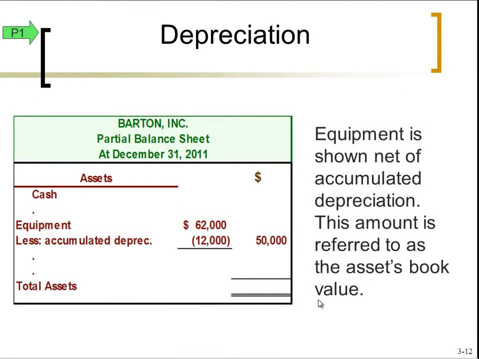Here's how it's going to show up on the balance sheet. We have our equipment, our asset, less the accumulated depreciation. So minus $12,000 gives us a net book value for that asset. So at this point on our books, this asset is worth $50,000.